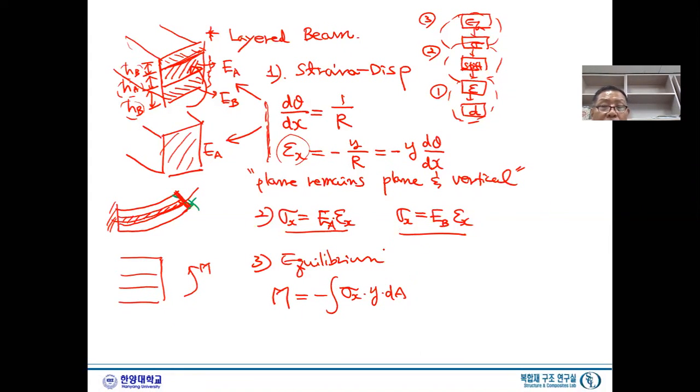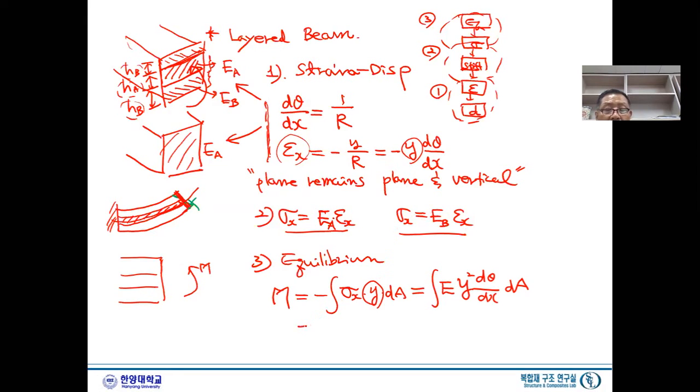And now let's put it back here. Now sigma x, what is sigma x? Well, Young's modulus E times the strain, y d theta/dx, and dA. But there is a y here, we have a y scale. Okay, up to here we don't have any problem, and this whole procedure is the same as the case where we have only one material.